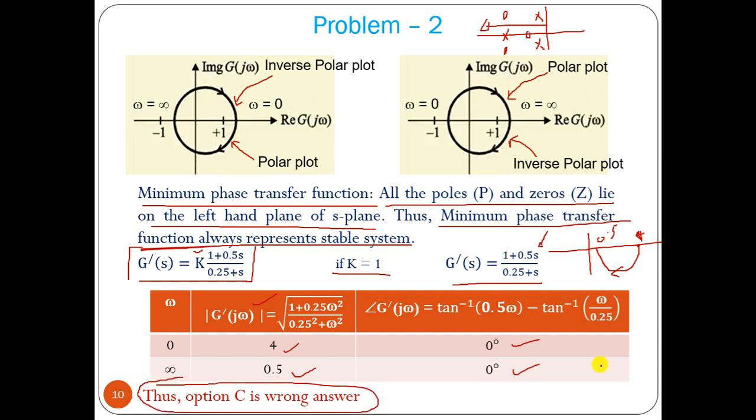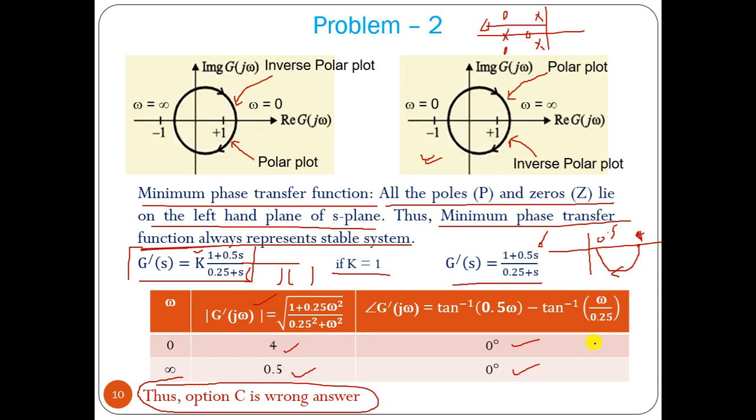Also a wrong answer. Now we can include some pole here. Minimum phase system, so we can include some pole. Then what will happen? Your angle changes, right? Your angle will change, but what will happen is that we cannot get this kind of plot from this minimum phase transfer function.